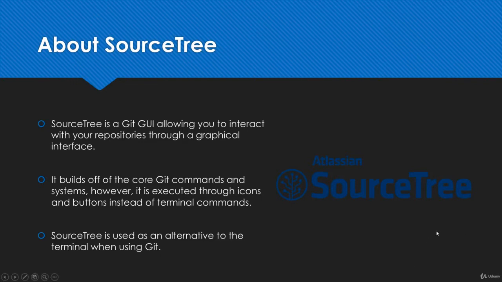So in the end, SourceTree is just a Git GUI. It allows you to interact with your repositories and do all the commands just through a graphical interface. So it completely builds off of Git and the commands you can use on the terminal. It runs the same things in the terminal, except it does it through your program. So you press a button and it does it for you, instead of having to type it out in the terminal yourself. So that's just a little idea of what SourceTree is.